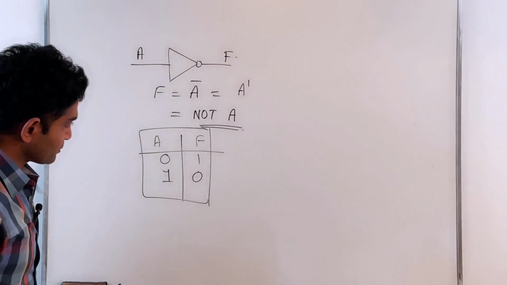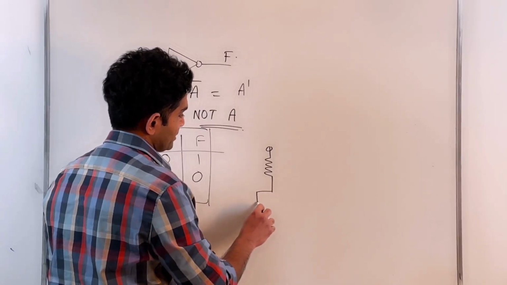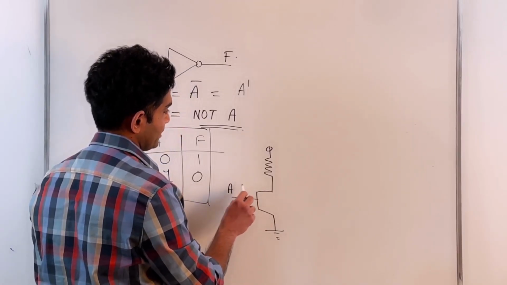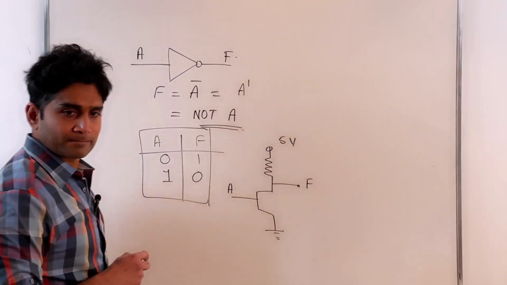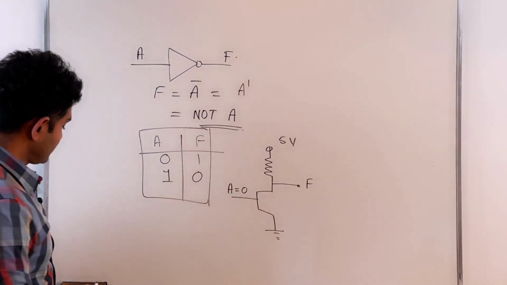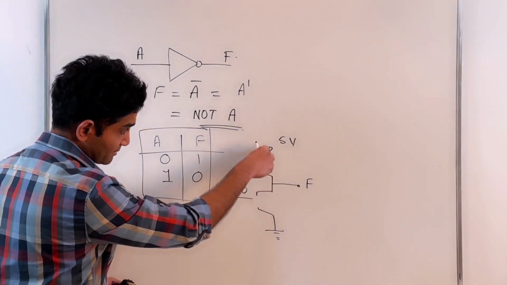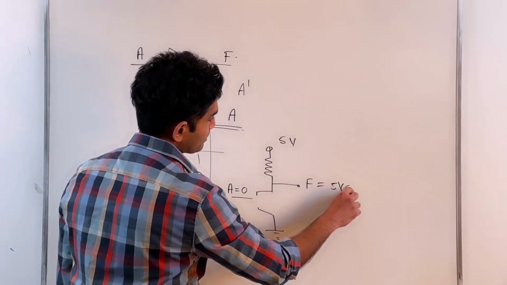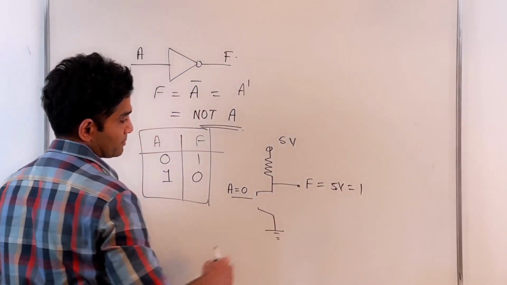Now, what would be a potential realization of this? How do I realize this with a circuit? One potential way, and this is a simple one, is to use a transistor. That's your gate. Let's say that's A, and that's your output F. That's 5 volts. Now, if A is 0, that means this particular transistor is open. There is no current flowing through this resistor, no potential drop across the resistor. My F will be 5 volts or 1. So if A is 0, F is 1.